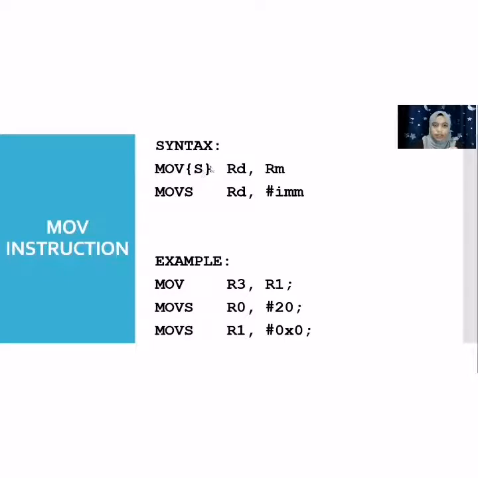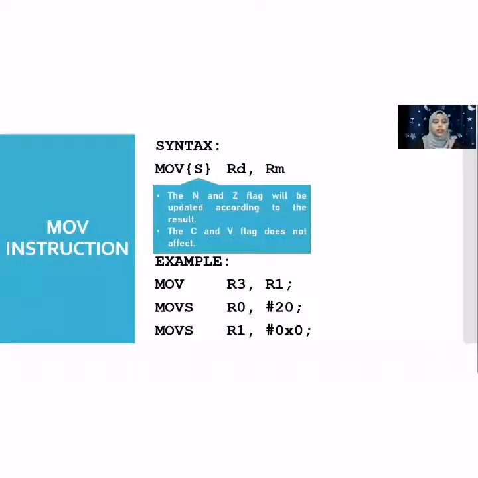The S in the curly bracket here is the optional suffix that can be included or not. That's why there's the curly bracket over there. And if the S is specified, okay, the condition flag will be updated according to the result, which is the N and the Z flag. For MOV instruction set, this action does not affect the C and the V flag.